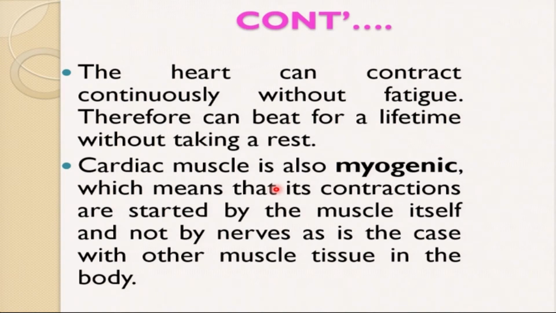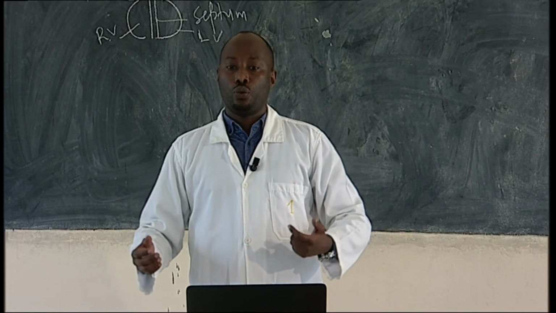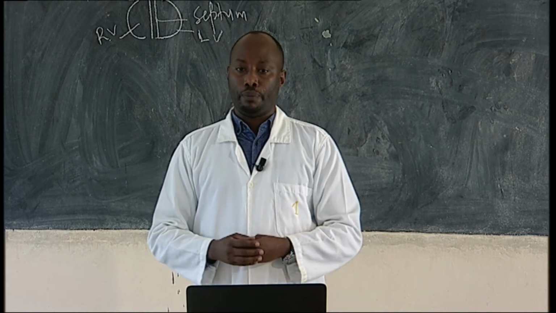So, cardiac muscle is also called myogenic, which means that its contraction is started by the muscle itself. The muscles of the heart are not stimulated to contract. The contraction of the muscles of the heart is normally started by itself. They are initiated by the heart itself, all right? And not by the nerves, as is the case with the muscles and tissues in the body.